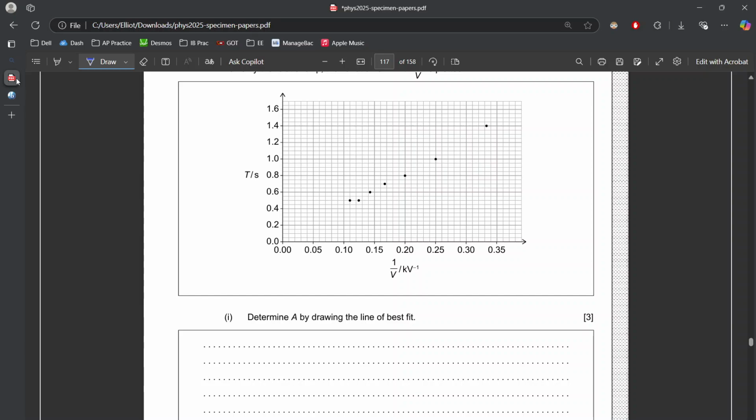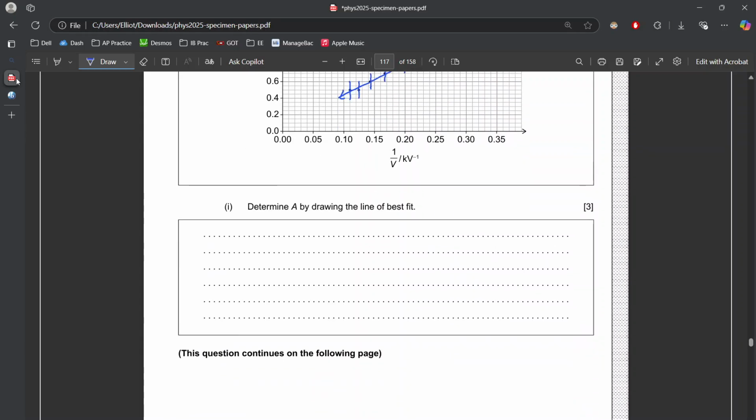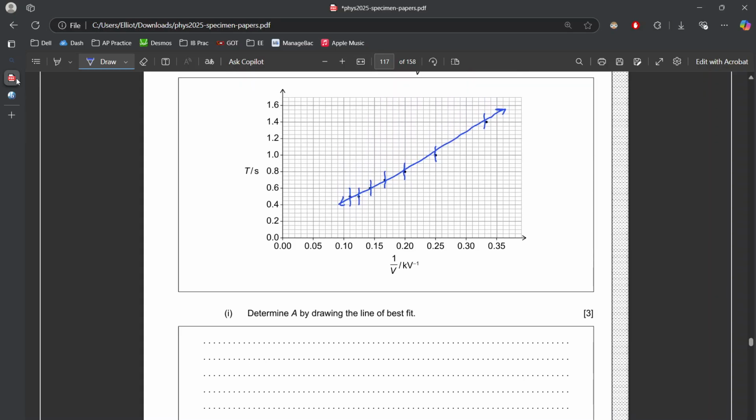Okay, alright, so let me draw little error bars. I don't know if you need to do this on your exam really, but it's going to guide me. Any line that goes through all of your error bars will count as a line of best fit. So let's just call it that. Determine A by drawing the line of best fit. Alright.